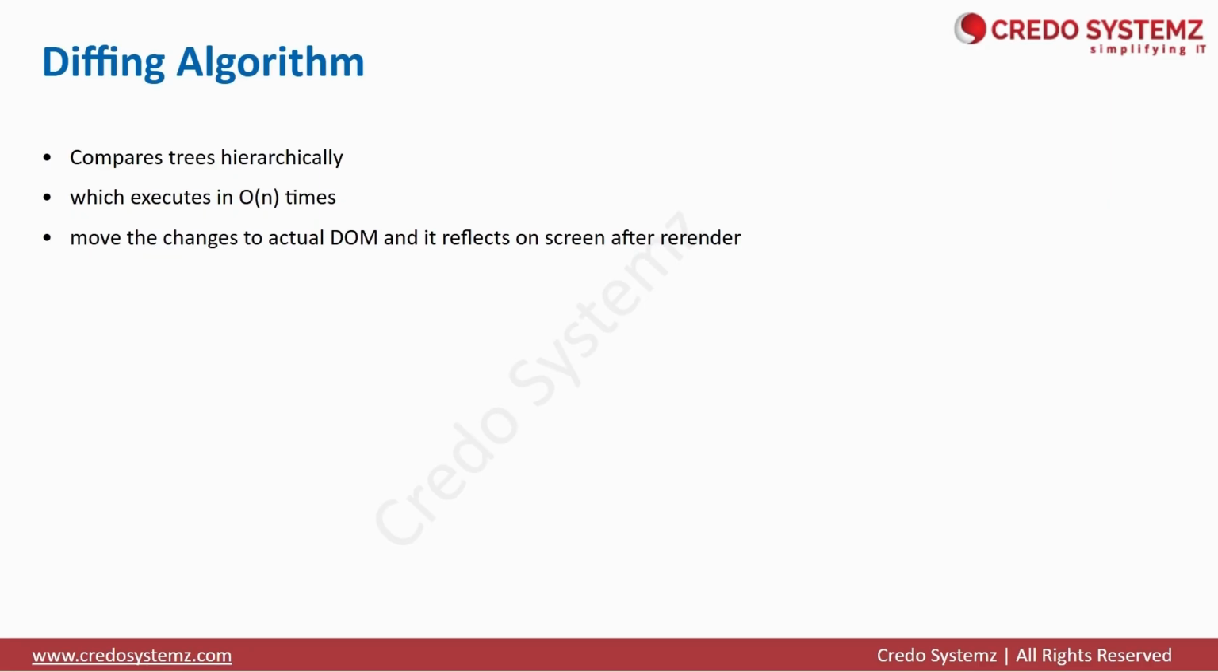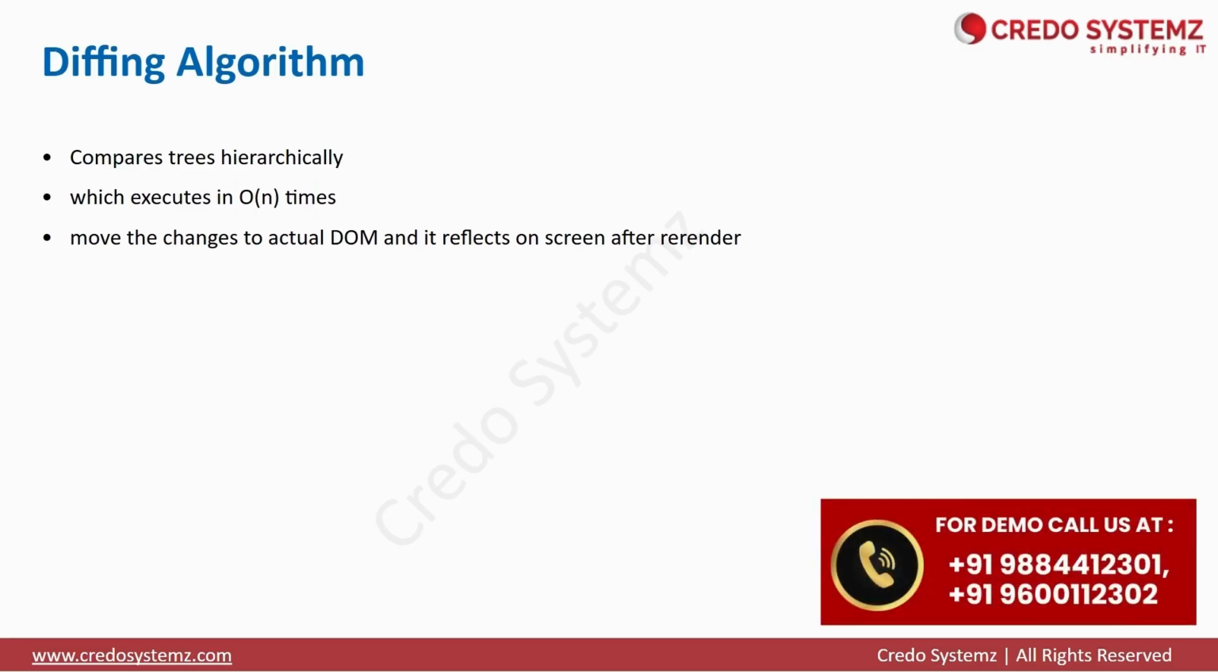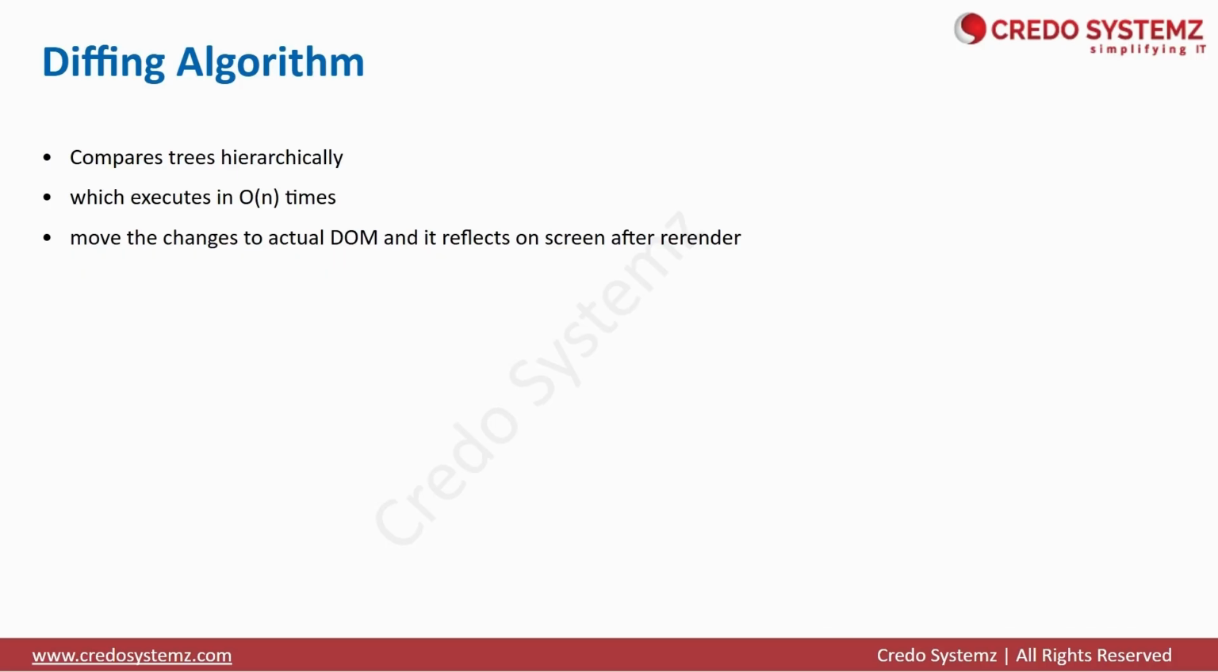React uses a diffing algorithm to compare the actual DOM with the virtual DOM. So how does this diffing algorithm work? We compare the tree in a hierarchical way. You can think of it as a line-by-line approach. If I have 1000 lines or 1000 branches in the tree, then the entire process takes approximately big O of n time. So that's what I mentioned here.